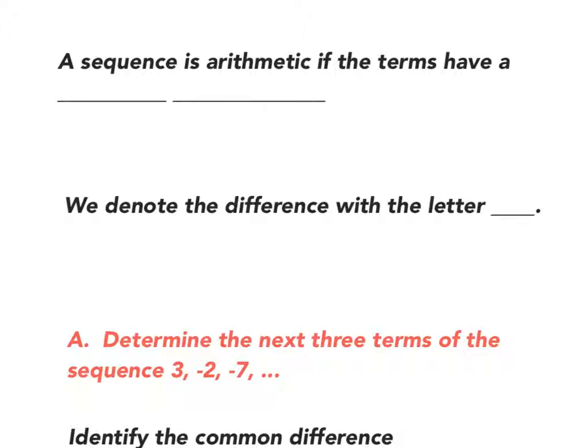So, a sequence is arithmetic if the terms have what we call a common difference. Now, difference meaning you can add or subtract. And we denote this difference with the letter lowercase d. So you'll see the d throughout the formula here.